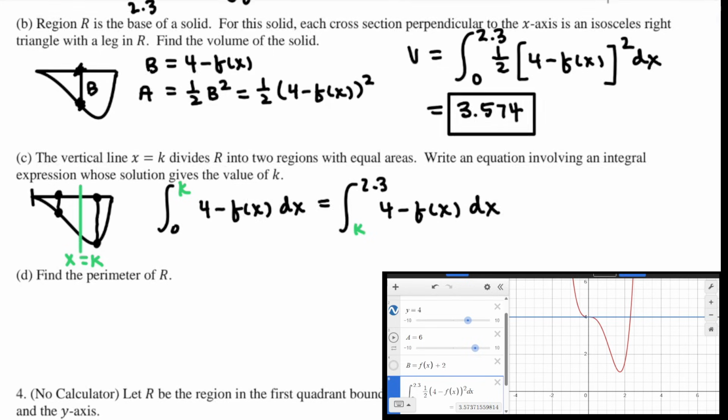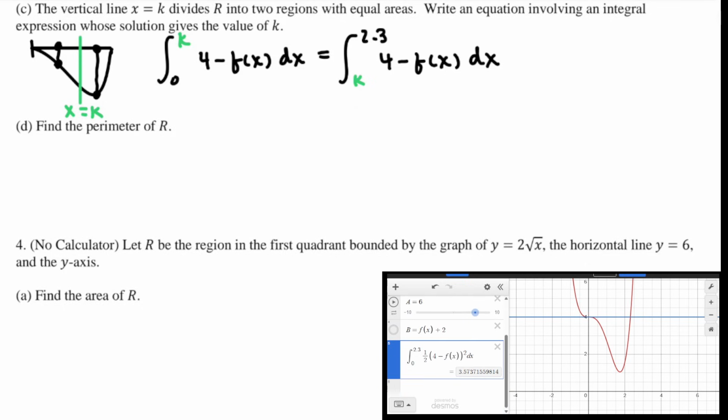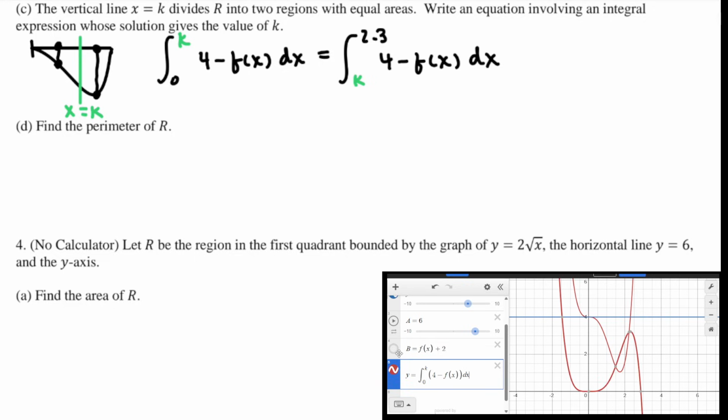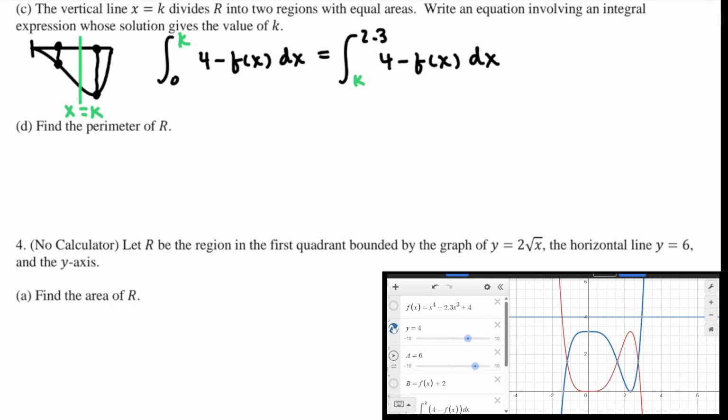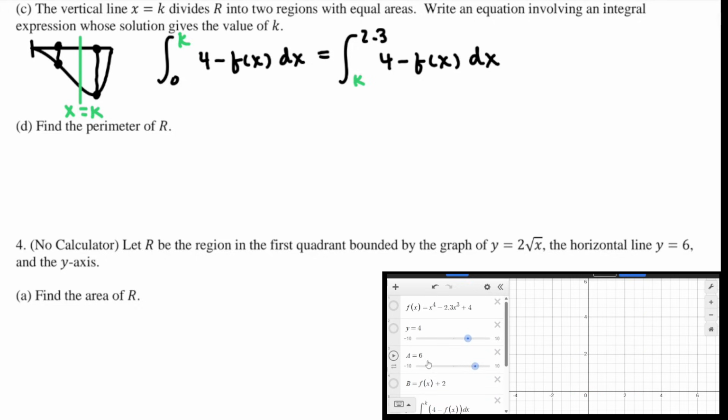And as far as finding the value of k, this is the type of thing that we could pretty easily solve if we graphed y equals the integral from 0 to k of 4 minus f of x dx, and then also graphed y equals the integral from k to 2.3 of 4 minus f of x dx. We turned off the other graphs, so we don't really want to look at those. There would be only one intersection happening between 0 and 2.3, and that would be 1.578, and that must be the value of k. All right, just showing you that, just in case you ever did need to find that value in the future.